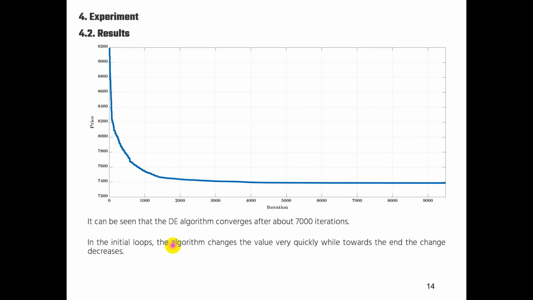It can be seen that the DE algorithm converges after 7,000 iterations. In the initial loop, the algorithm changes the value very quickly. Meanwhile, at the end of the loop, the change of the price is very low.